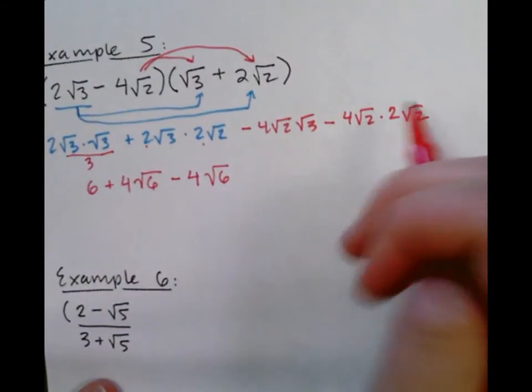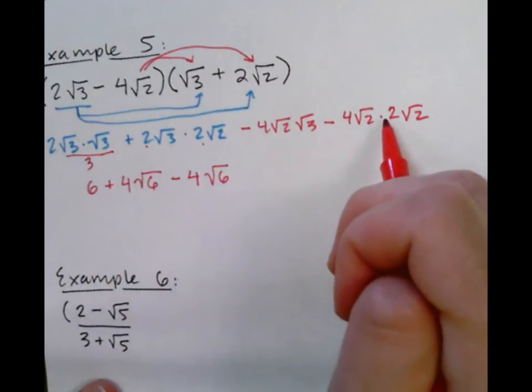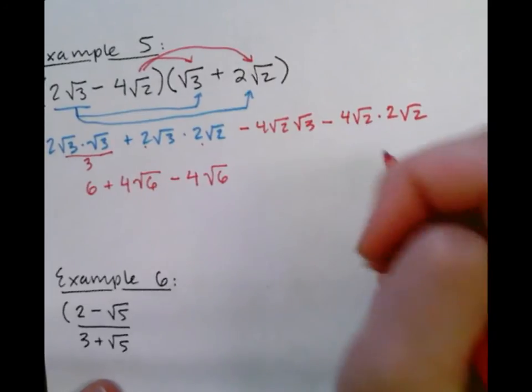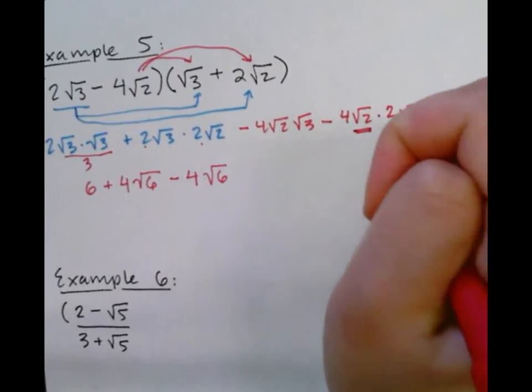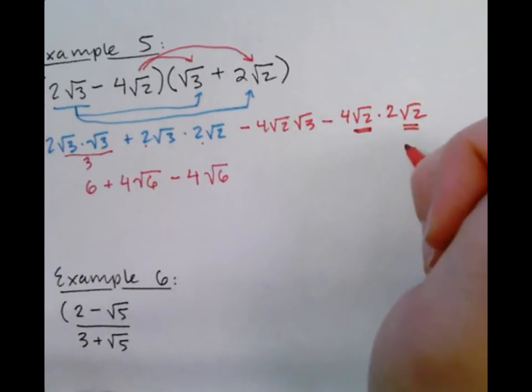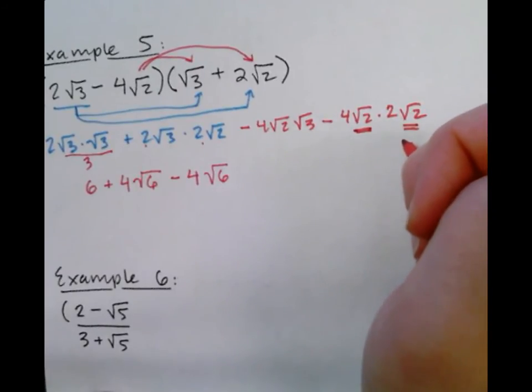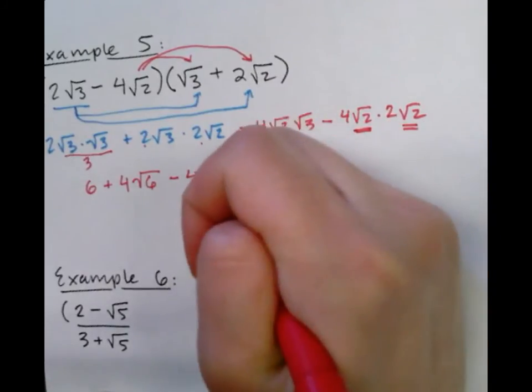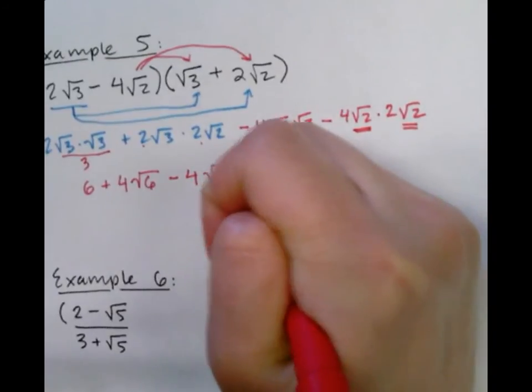And for my last term, I have 4 times 2, and I have a root 2 times a root 2 also. Remember that this root 2 times this root 2 is going to just become a 2. So I would get 4 times 2 times this 2, and I get 16. So that's a negative 16.